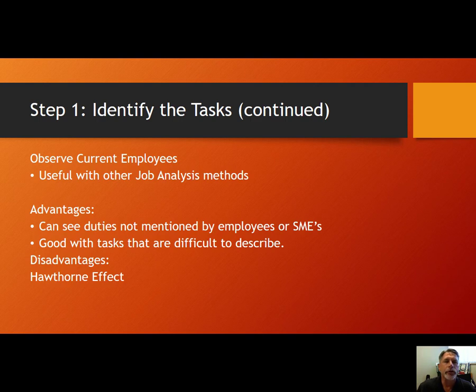Another method to identify the tasks outside of the interview is to simply do observation. And you can observe current employees. This is really useful if you do it in conjunction with other jobs, other tasks. All right, so maybe you're doing the interviews and you're doing the observations. Maybe you're doing a questionnaire and you're doing the observations. It can be a very, very good method.